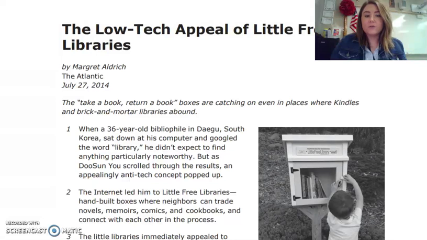Today I'm just going to go over how I use Think Alouds in my classroom, and then we'll analyze a nonfiction piece using the Think Aloud strategy.